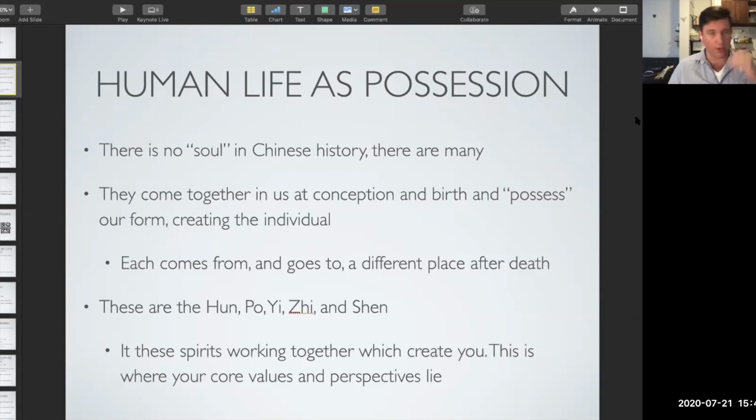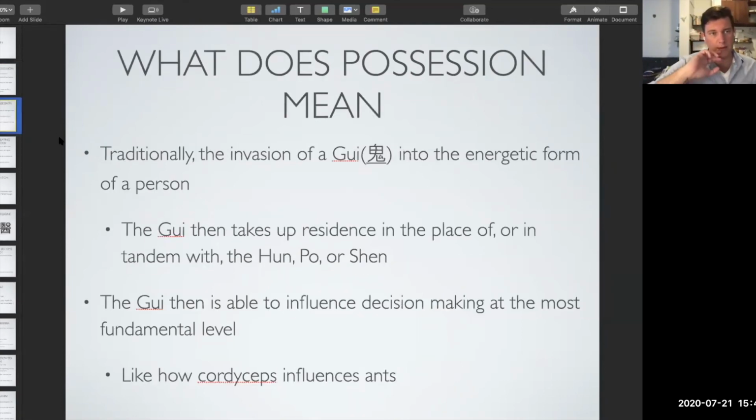So on top of that, we have cultural programming, we have the things we're taught, we have education, we have marketing, we have belief structures, we have philosophy, but deep under that, we have this constitution, this who we are. And that's largely made up of what the souls that inhabit us are. So there's this idea that who we are in the first place is almost a possession of the physical form by these souls.